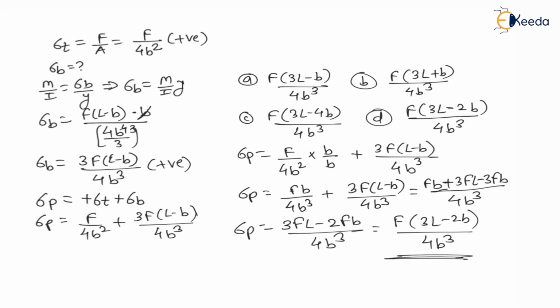This is your answer. Therefore see the 4 choices. Out of the 4 choices, which choice will be matching here? F(3L minus 2b) divided by 4b cube, that is option D, the correct choice. Here you have to select option D as the correct choice.